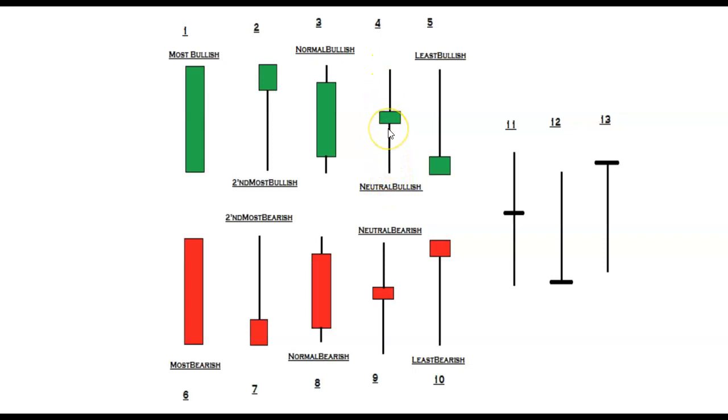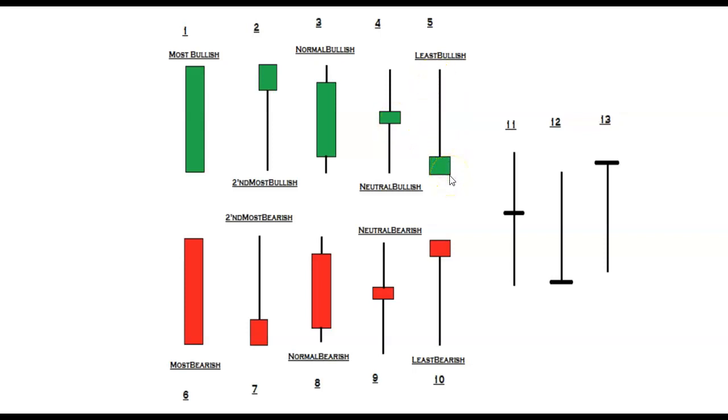It's very indecisive. You can call them spinning tops. You can call them indecisive candles. Basically we know it's still bullish, but it isn't strong. This means that some change might be coming. And then this is the least bullish, right?